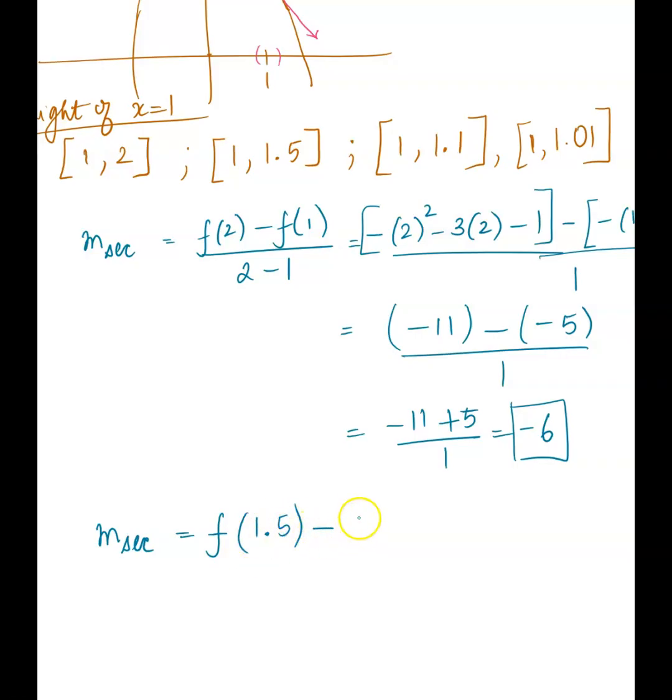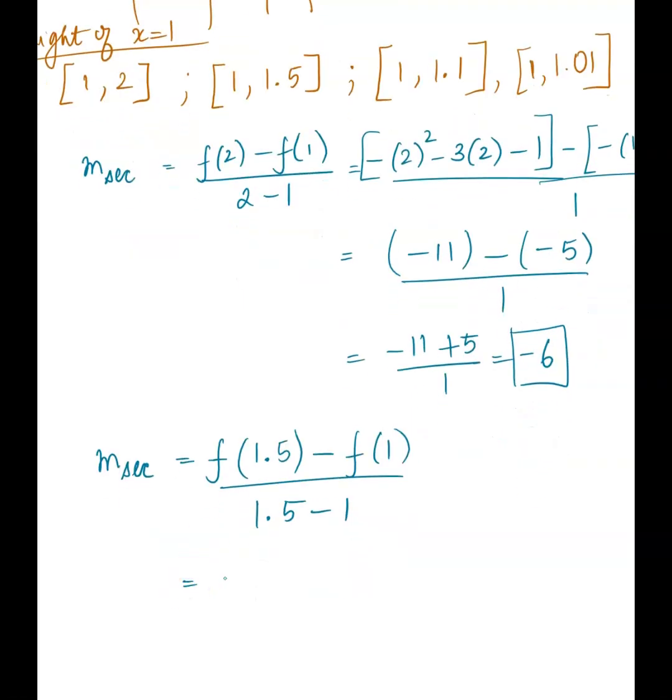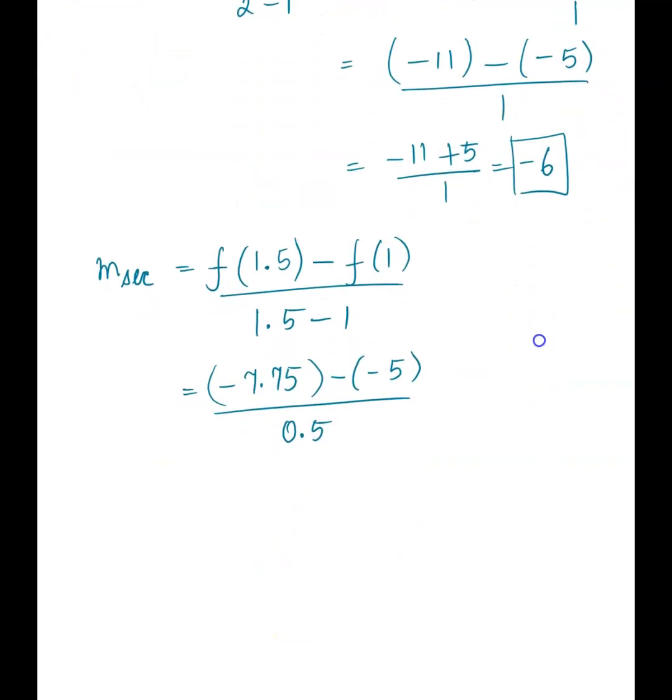So f of 1.5 minus f of 1 over 1.5 minus 1. That is for the next smaller interval, and that gives us negative 7.75 minus negative 5, all over 0.5. That comes out to be negative 5.5. Notice that when my interval was reduced, the slope also changed. From negative 6, it became negative 5.5.